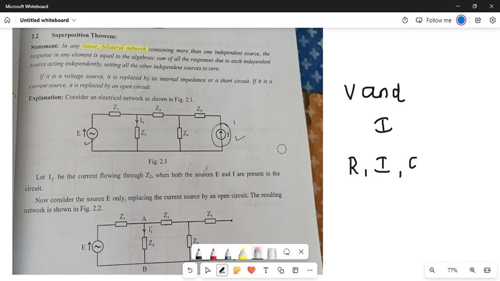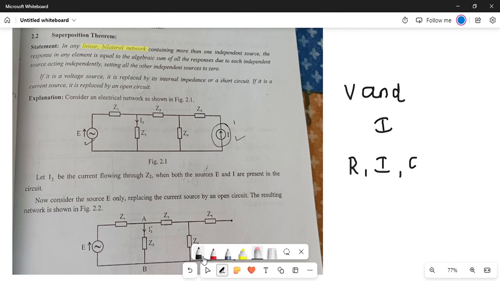So what is an independent source? An independent source means there is a voltage or a current which is completely independent of other circuit variables, right? I guess we have discussed this in the first module. So what are independent sources? Independent sources in the sense you have a voltage and a resistance.